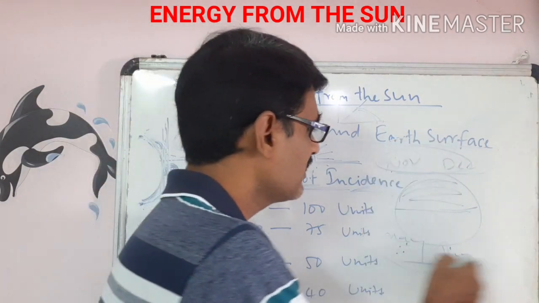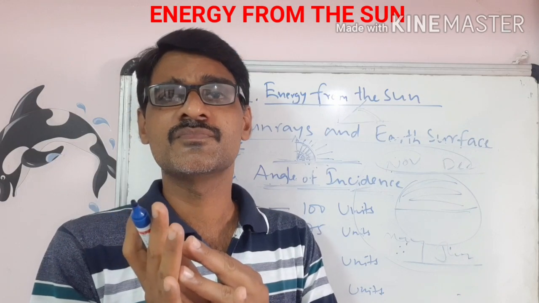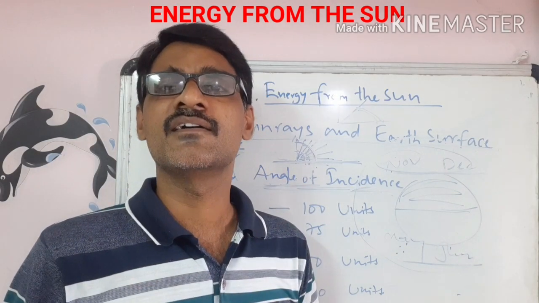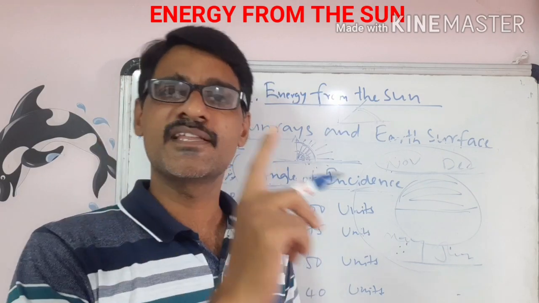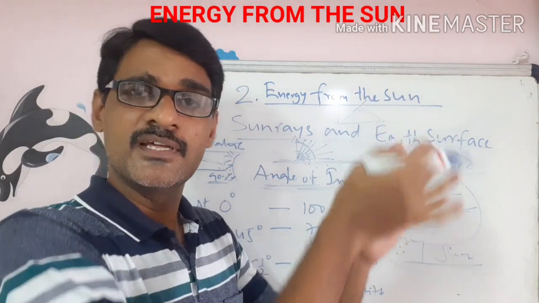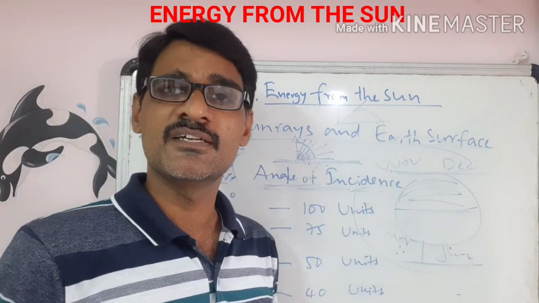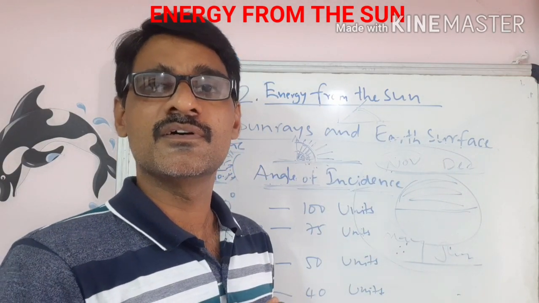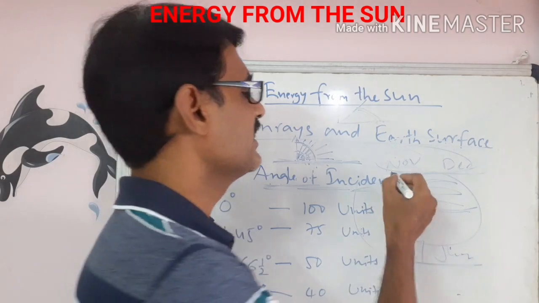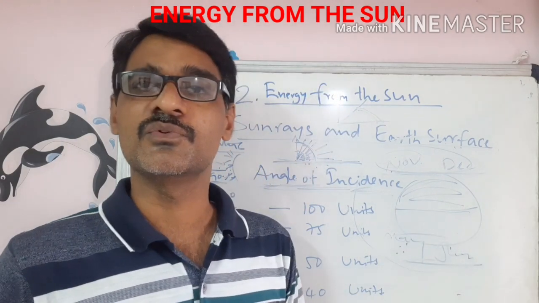So this process, the angle of incidence decreasing and increasing, is caused by the revolution of the earth around the sun. Due to the revolution of the earth around the sun, the movement occurs. Due to that movement, the angle of incidence is changed, reduced and sometimes increased. So it is increased in November and December and reduced in May and June.